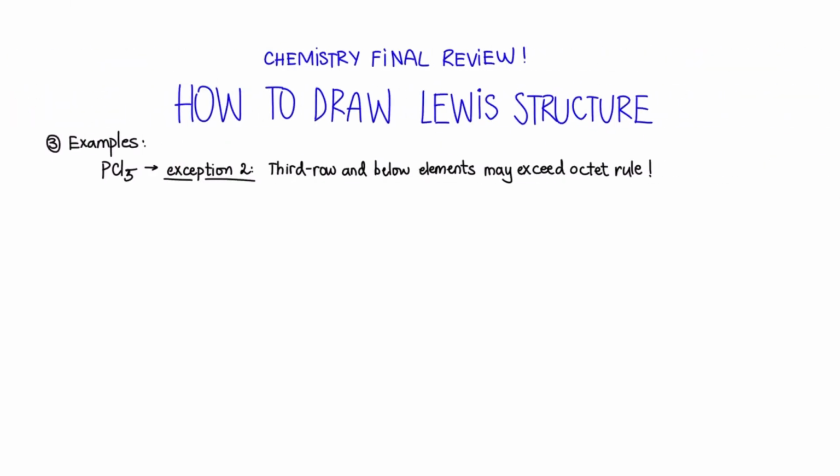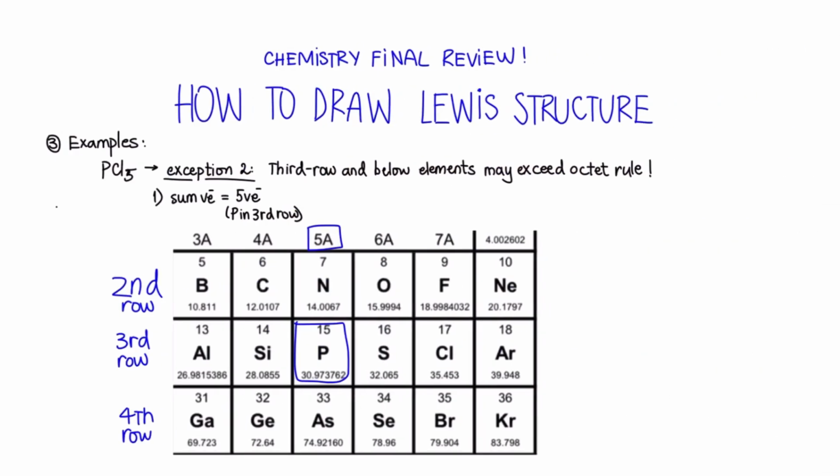This example is really good to show the second exception to the octet rule. This exception says that third row and below elements can exceed the octet rule, or can have more than 8 valence electrons surrounding them in the Lewis structure. So let's go straight ahead and count the number of valence electrons in PCl5. First of all, phosphorus is right here in group 5A in the periodic table, and we also notice that it's in the third row. So each phosphorus has 5 valence electrons.